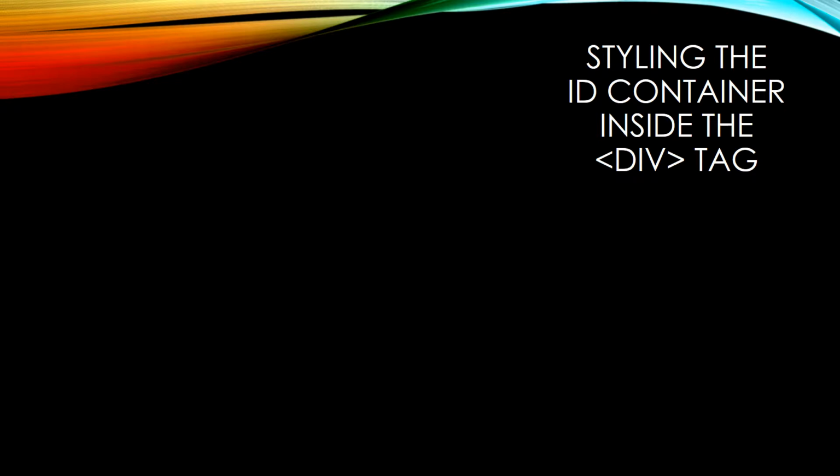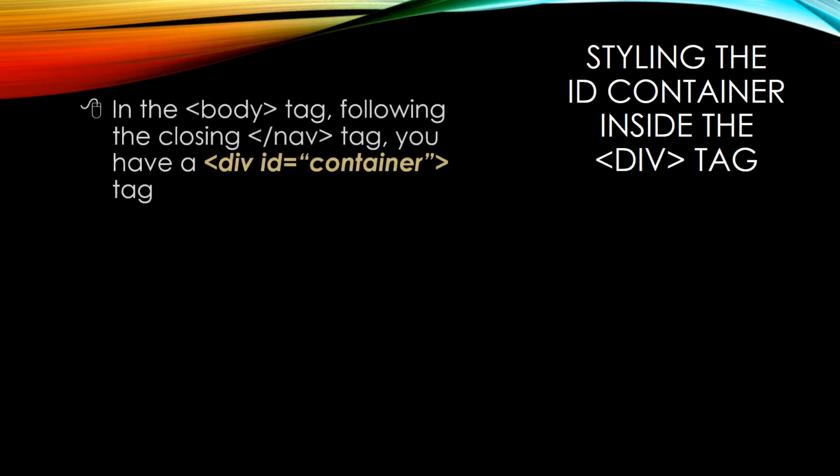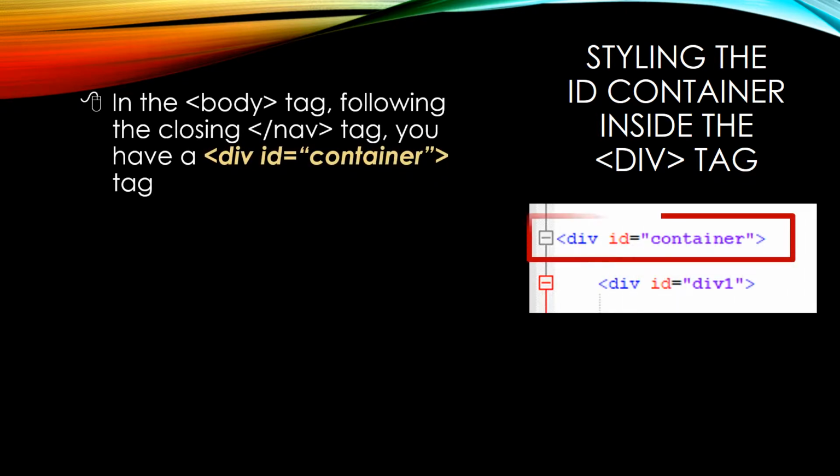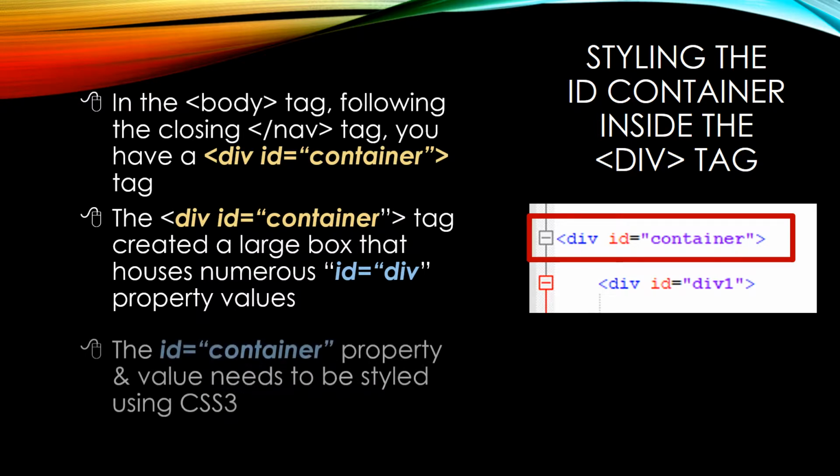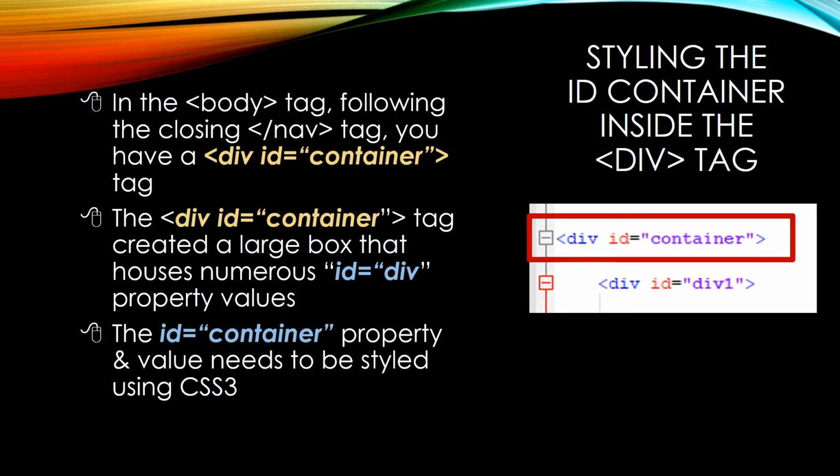Styling the ID container inside the div tag. In the body tag, following the closing nav tag, you have a div ID equals container tag and property value. The div ID container tag created a large box that houses numerous ID div property values. The ID container property and value needs to be styled using CSS3.